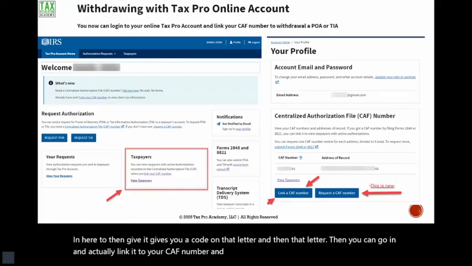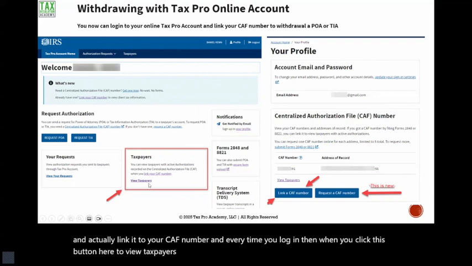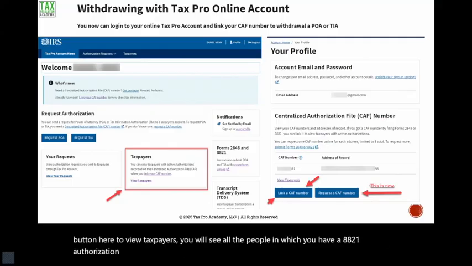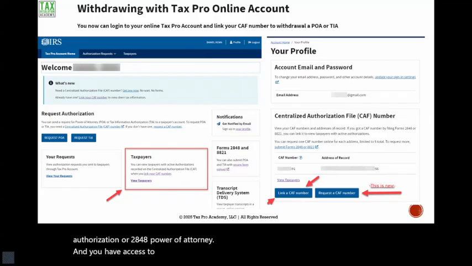And then with that letter, you can go in and actually link it to your CAF number. And every time you log in, when you click this button here to view taxpayers, you will see all the people for whom you have an 8821 authorization or a 2848 power of attorney, and you have access to that. It will show that information.